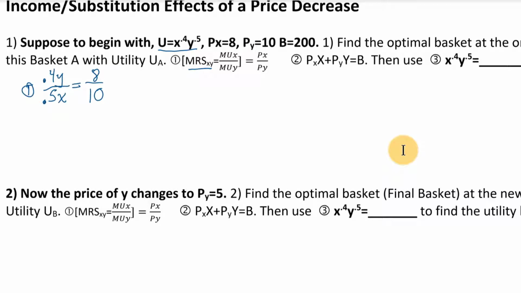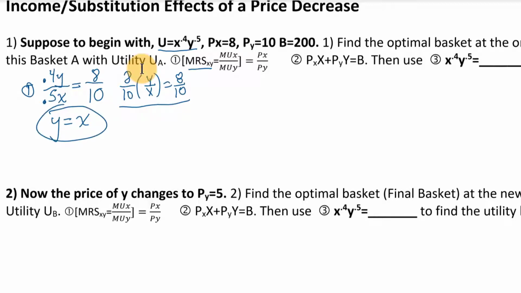Let's go ahead and simplify that. This is kind of an easy simplification because 8/10 is equal to 0.4 over 0.5, right? So this multiplier on the left we could write as 8/10 y over x equals 8/10, and those two are just going to cancel. When we solve this for y, we're just going to end up with y equals x. We're going to be consuming the same amount of x as y in this problem.